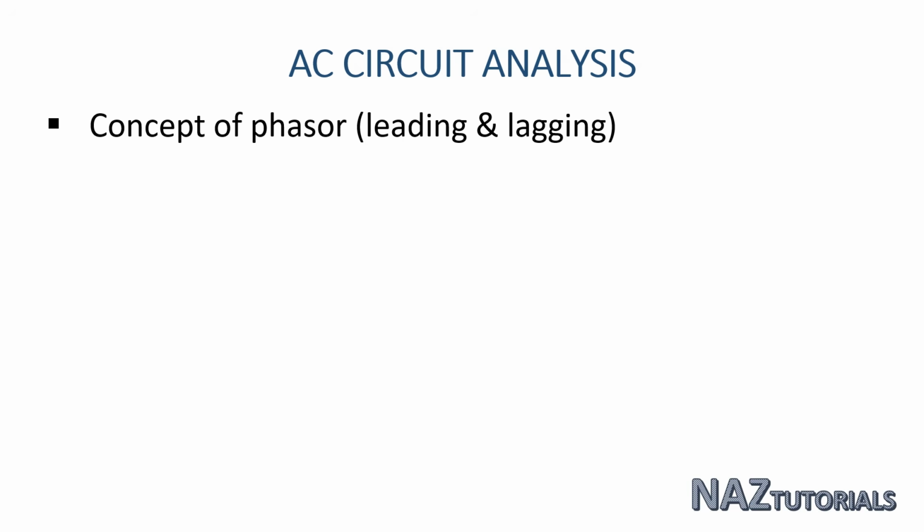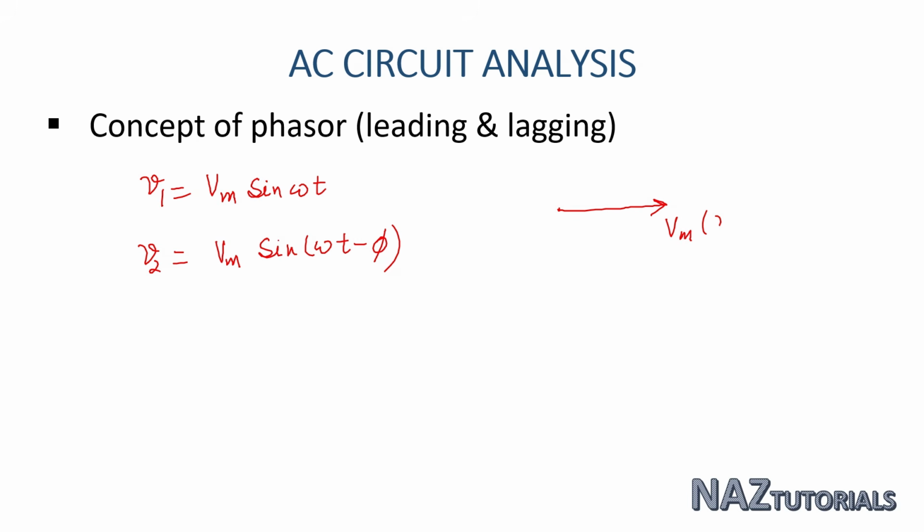Now consider the concept of phasor in terms of leading and lagging. Here we consider two voltage waveforms. V1 is Vm sin omega t, V2 is Vm sin omega t minus phi. Now analyze its phasor. First voltage waveform V1 has phase angle 0 degree, so it is represented at 0 degree with magnitude Vm. Second waveform has phase angle minus phi in clockwise direction and its magnitude is Vm.